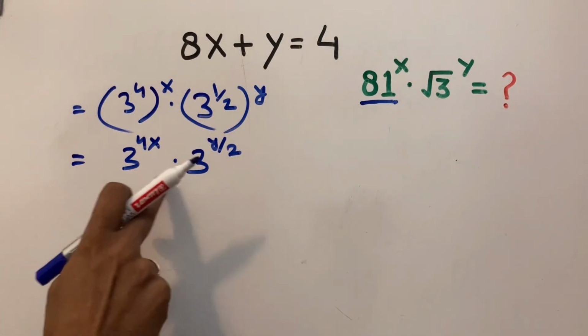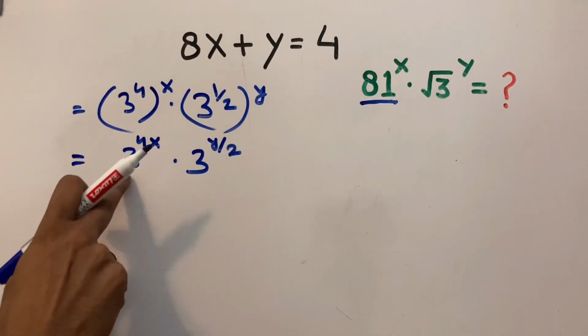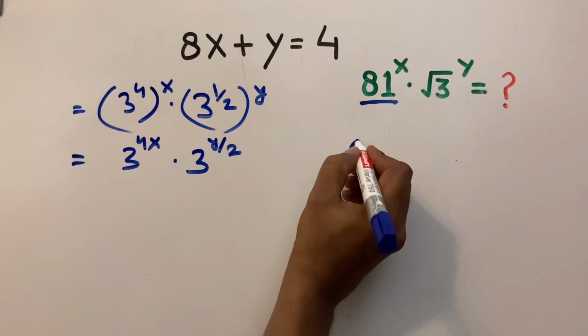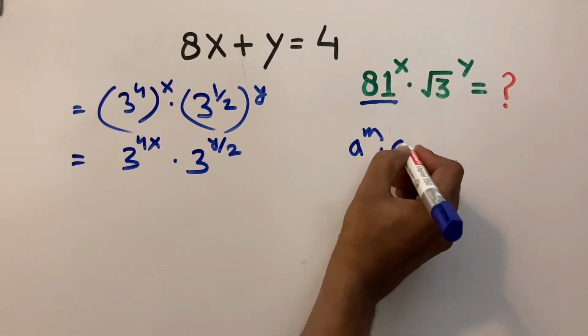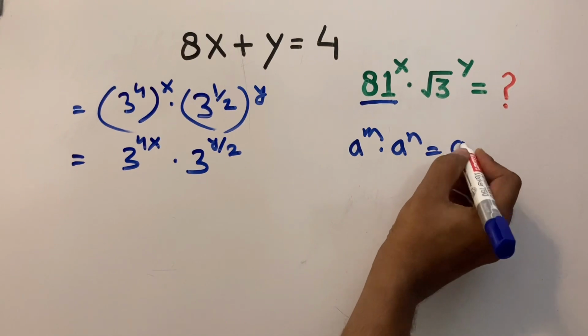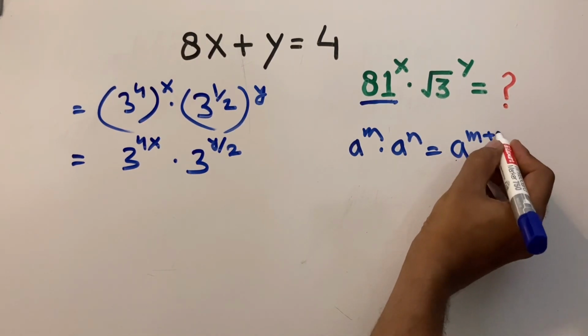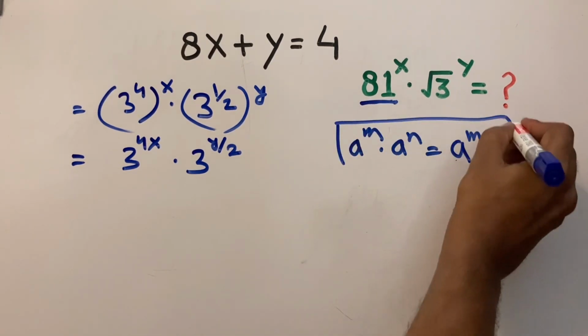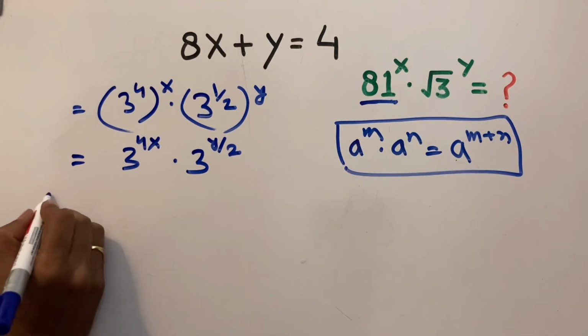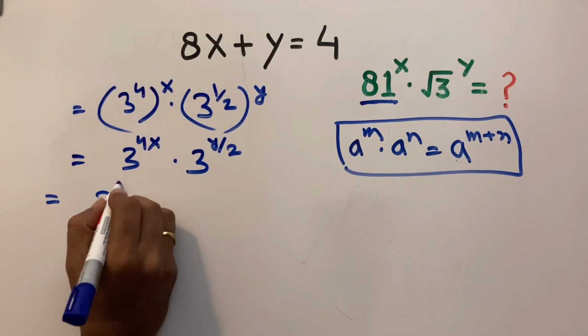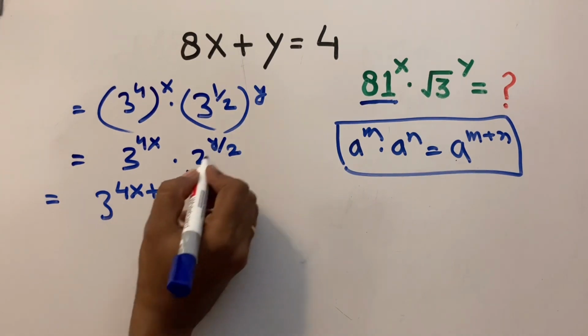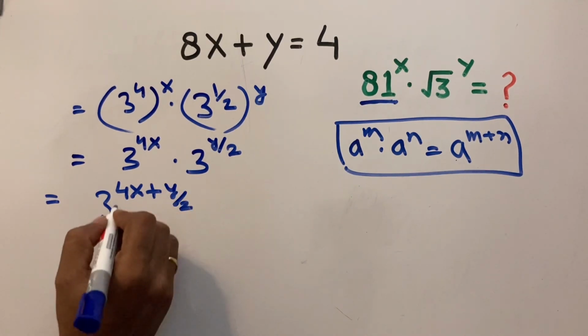For the multiplication of exponents with the same base, we know that a^m × a^n = a^(m+n). So this simplifies to 3^(4x + y/2).